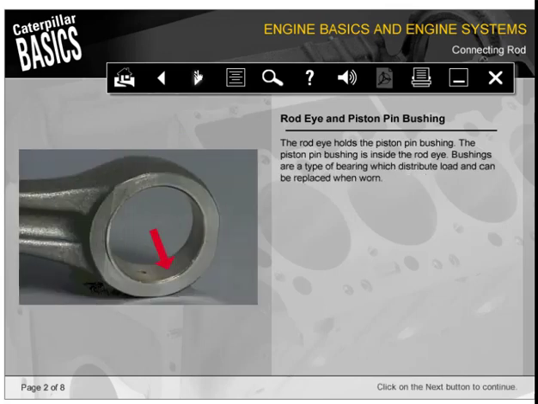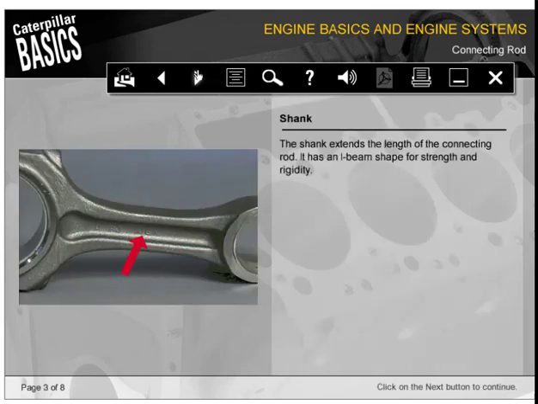The rod eye holds the piston pin bushing. The piston pin bushing is inside the rod eye. Bushings are a type of bearing which distribute load and can be replaced when worn. The shank extends the length of the connecting rod. It has an I-beam shape for strength and rigidity.